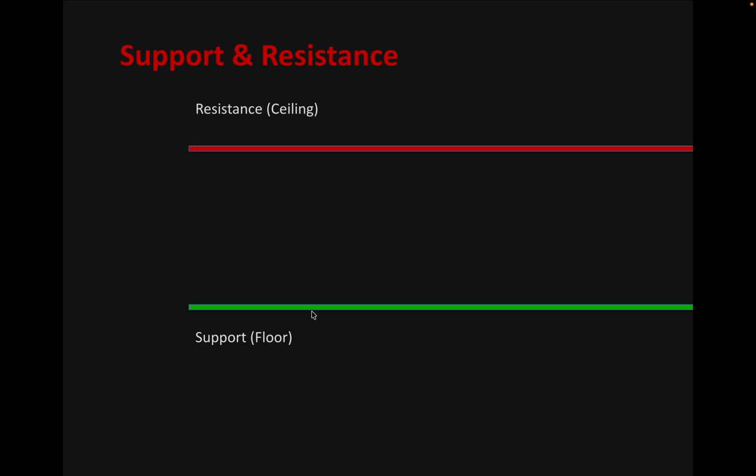So the support, or the floor, is where the buyers come in all the time, and the resistance, or the ceiling, is where the sellers come in. A lot of sellers are up here and a lot of buyers are down here. Those are just some terms that you guys need to know. As we go through the course and the next modules, you will learn even more. So take your time to understand these.